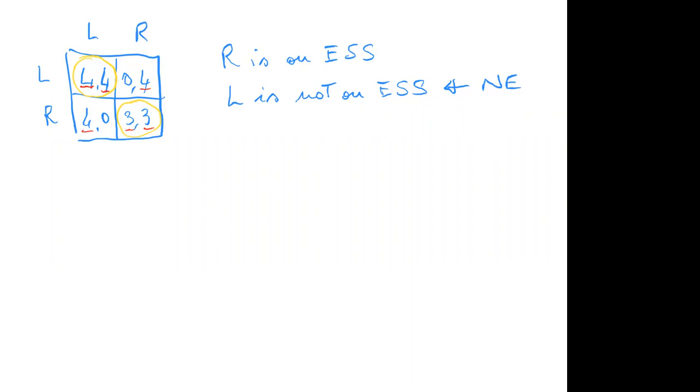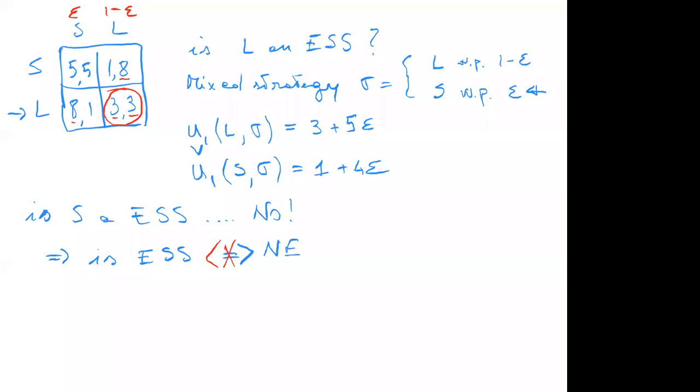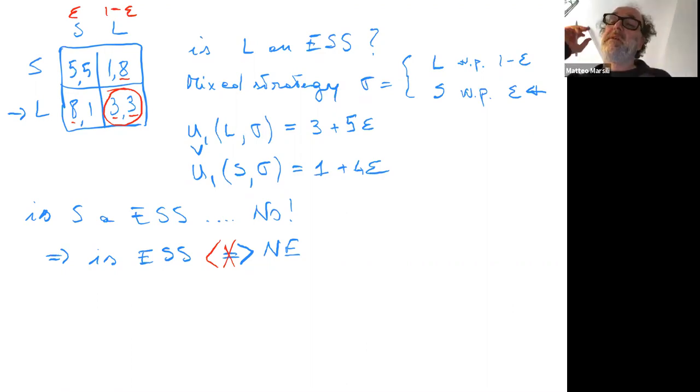Yes, Professor. So for the prisoner's dilemma, if you could go back just one slide. We could see that the payoff for one of the persons not cooperating is 8 versus 1. So that's a very large payoff. And if you calculate the U1 of S sigma, when we're looking at whether S is an evolutionary stable strategy, you could see that it's not for all values of epsilon. You get something like 3 minus X, so epsilon is small.